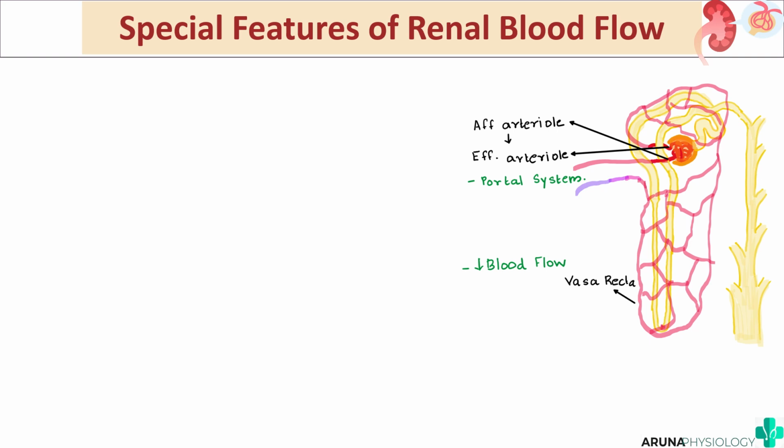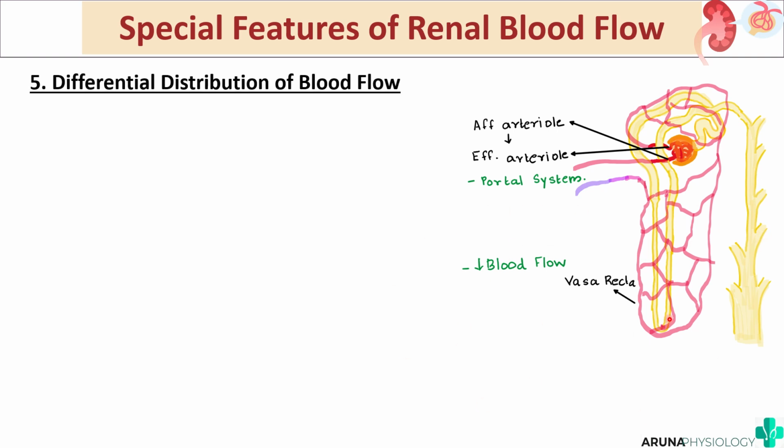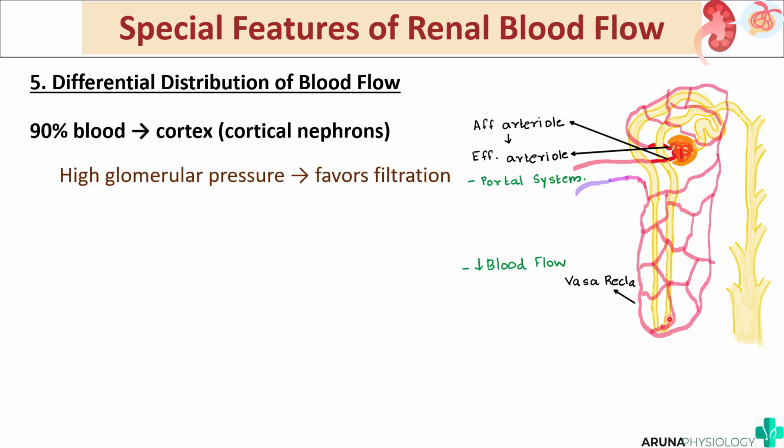Next point is that there's a differential flow of blood. As I said, there is decreased flow in the vasa recta, whereas here the blood flow is normal. That means in the cortex the blood flow is normal, but in the medulla the blood flow is slow. So you've got a differential distribution of blood flow. We know that around 90% of the blood reaches the cortical nephrons, since the number of nephrons in the cortex is more.